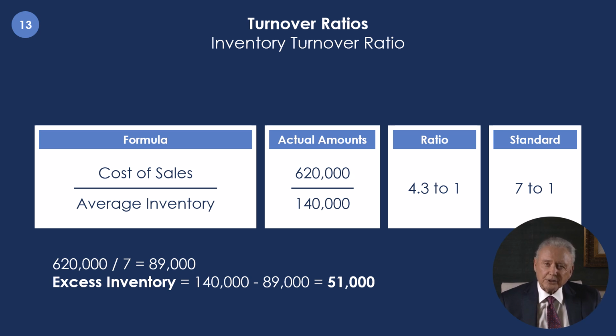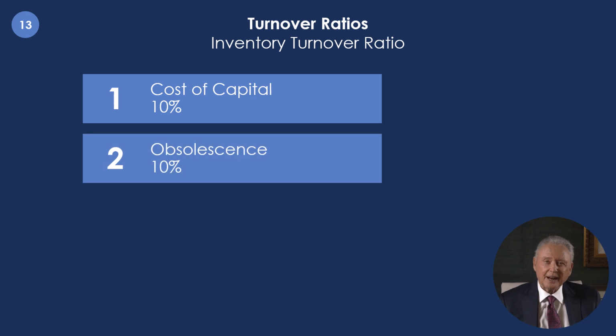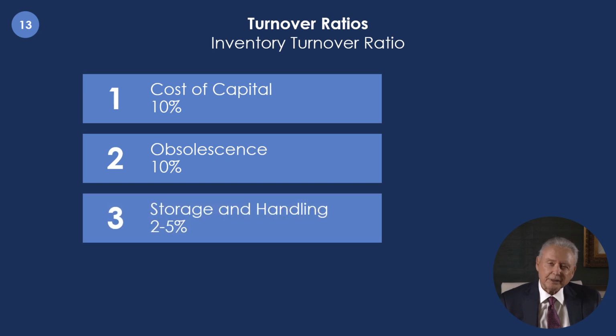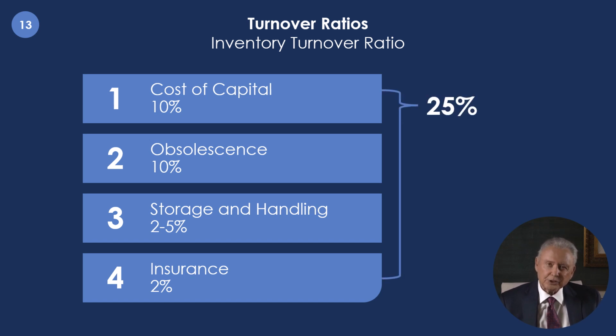Now the question becomes, what does it cost us to hold an additional dollar of inventory? 1. Cost of capital. Either money borrowed or investor contributions costs about 10%. 2. Obsolescence, another 10%. Could be more for technology products or seasonal goods. 3. Storage and handling, 2 to 5%. 4. Insurance, 2%. Altogether, about 25% per year.